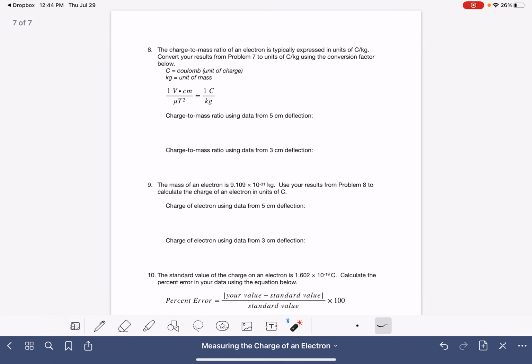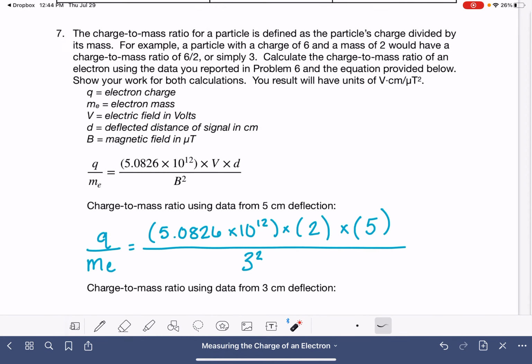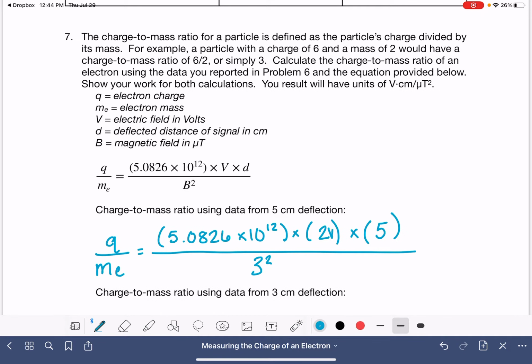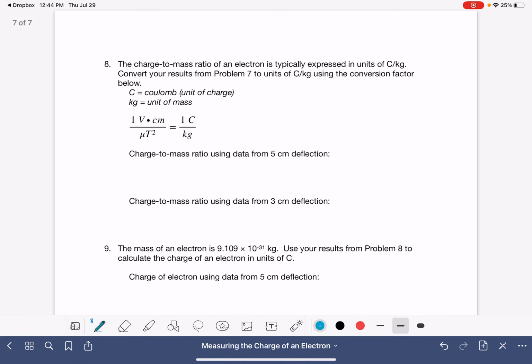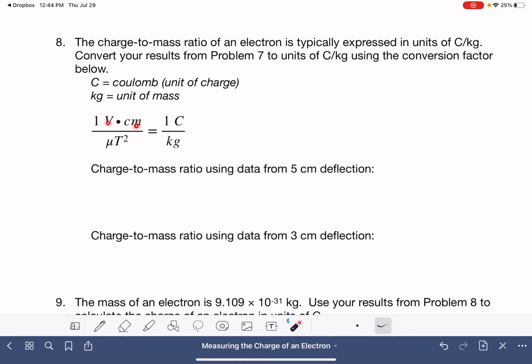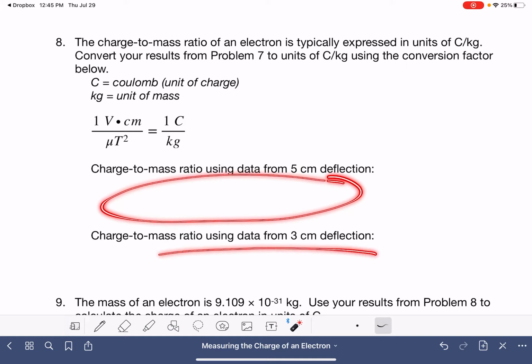And then we are going to take the charge to mass ratio results from question number 7, and we're going to convert the units on them. I actually was very lazy over here and I left my units off. This is a volt, this is a centimeter, and this is a microtesla. So there are units on it, even though I did lazily leave those off. And we're going to convert the volt, centimeter, microtesla squared unit into units of coulombs per kilogram, because those are the standard units that we use when we're expressing the charge to mass ratio. So you're going to do that unit conversion for the 5 centimeter data and for the 3 centimeter data.